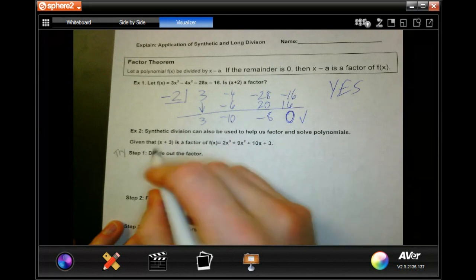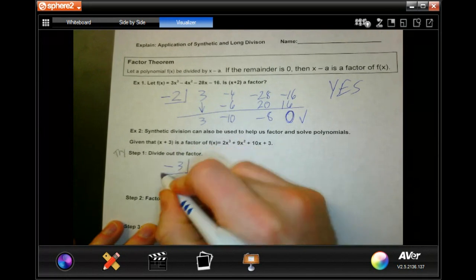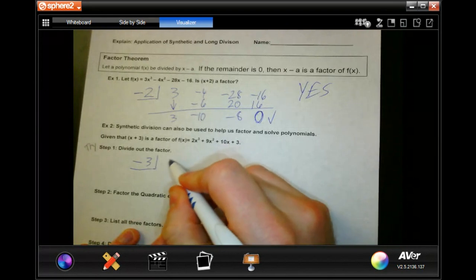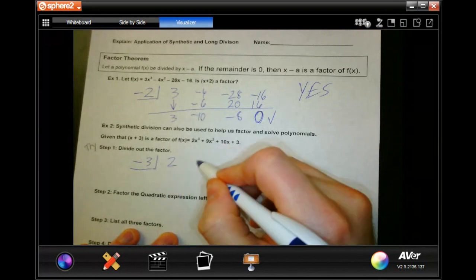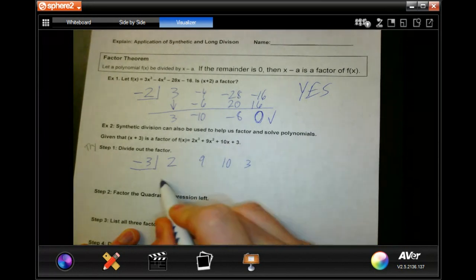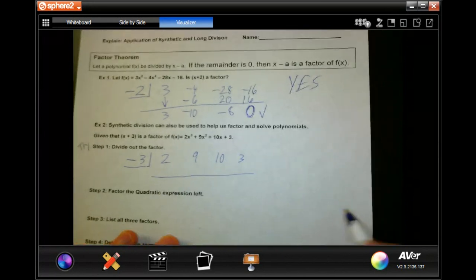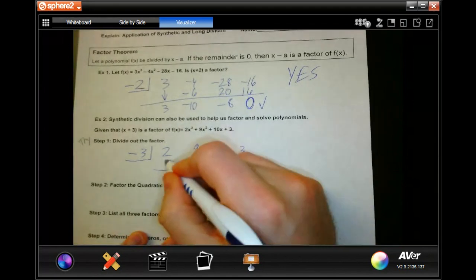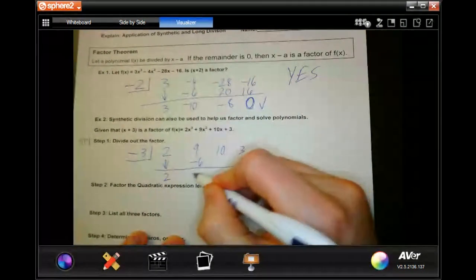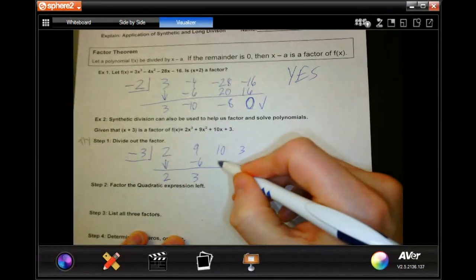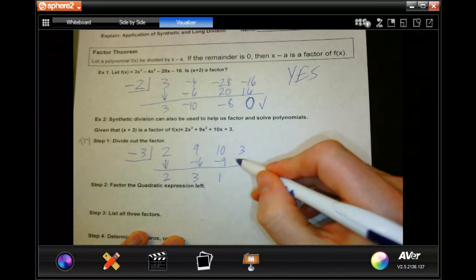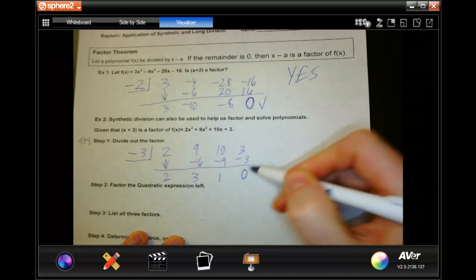All right, so x plus 3, set that equal to 0, you're going to get negative 3. Don't forget to do that part, or at least think of that part. All right, we got 2 in front of the x cubed, a 9 in front of the x squared, a 10 in front of the x, a positive 3 as the constant. Drop down the 2. 2 times negative 3, negative 6. Add these together, 3, negative 3. We got negative 9. We got 1. 1 times negative 3. Okay, so this worked out. We got our remainder of 0.